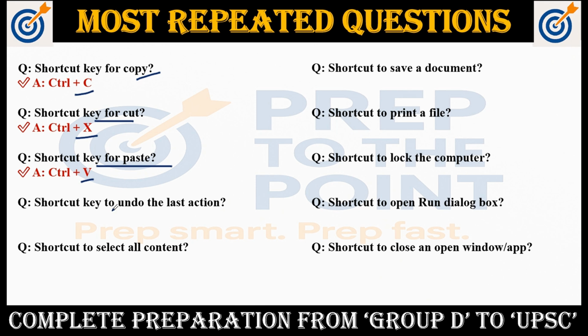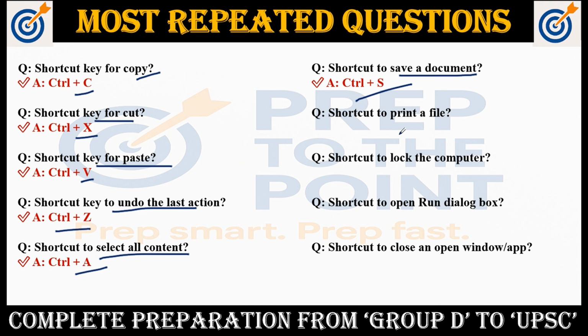Shortcut key to undo the last action, Control Z. Shortcut key to select all content, Control A. Shortcut to save a document, Control S. Shortcut to print a file, Control P.